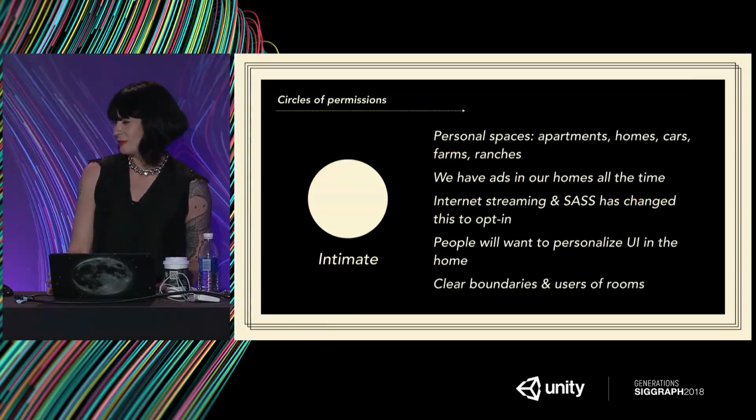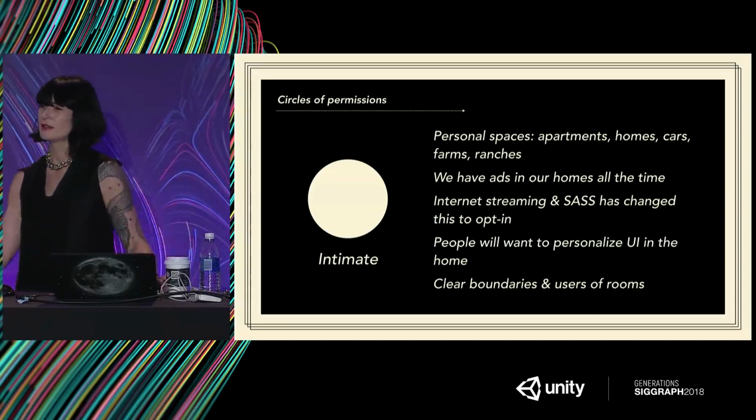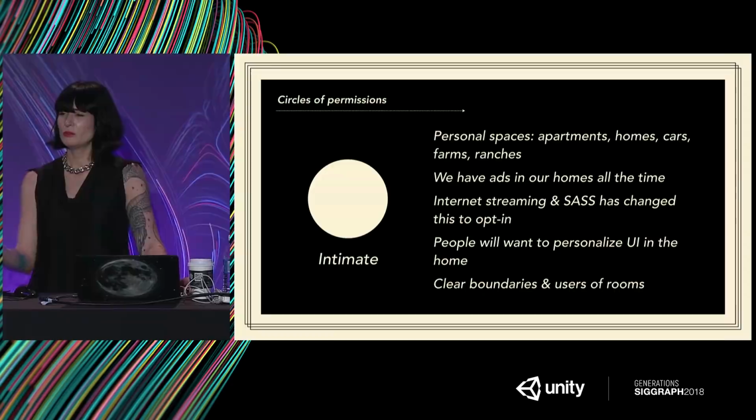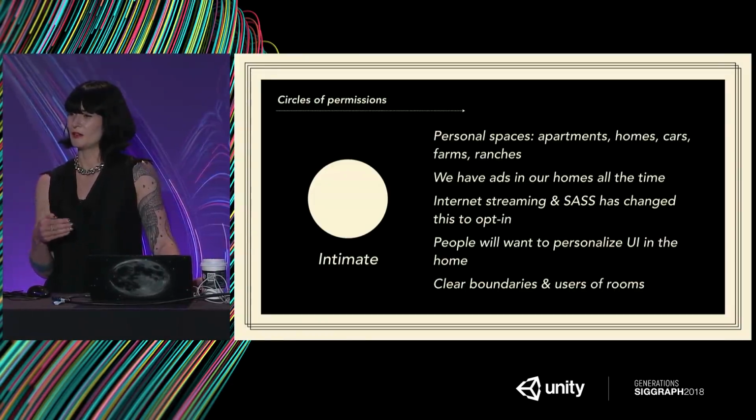All right, and then intimate spaces are very personal spaces, whatever you want to call it. These are apartments, homes, cars. These are the places that we call our own that belong to the individual. Right now, we have ads in our home all the time. Like I watch YouTube, and there's a 5-second ad that I can skip. We actually live in a cool period of time where we have fewer ads than we've ever had, really, that you could opt out of very quickly.